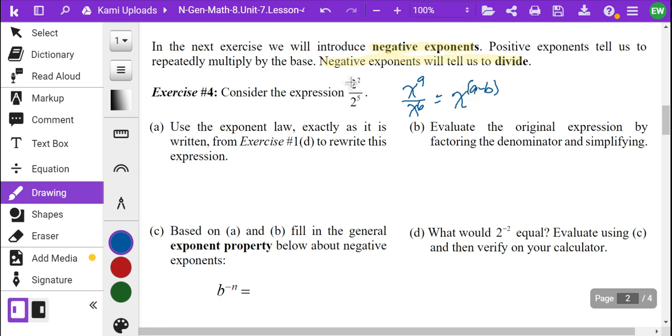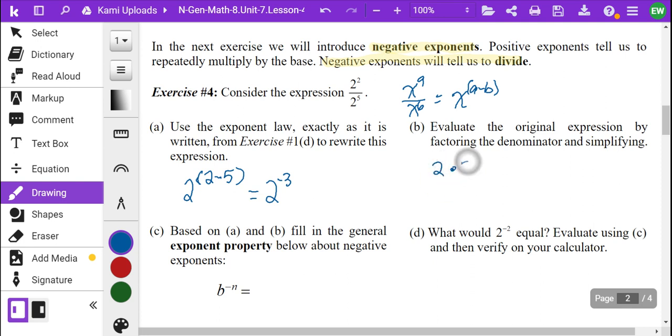Okay, so 2 to the 2nd over 2 to the 5th should be 2 raised to the power of 2 minus 5, which would be 2 to the negative 3rd. So we don't know what to do with that yet, but you will soon find out. Why don't we go ahead and evaluate that?